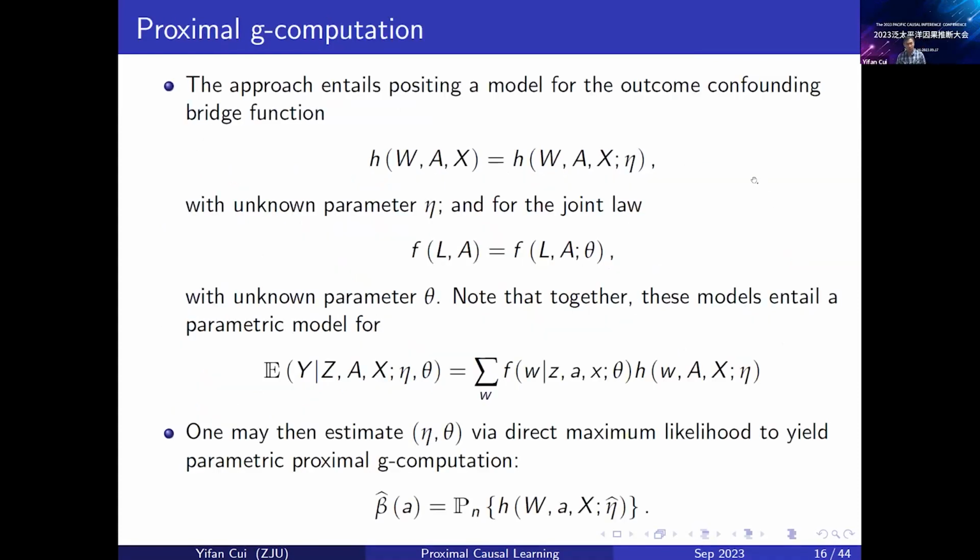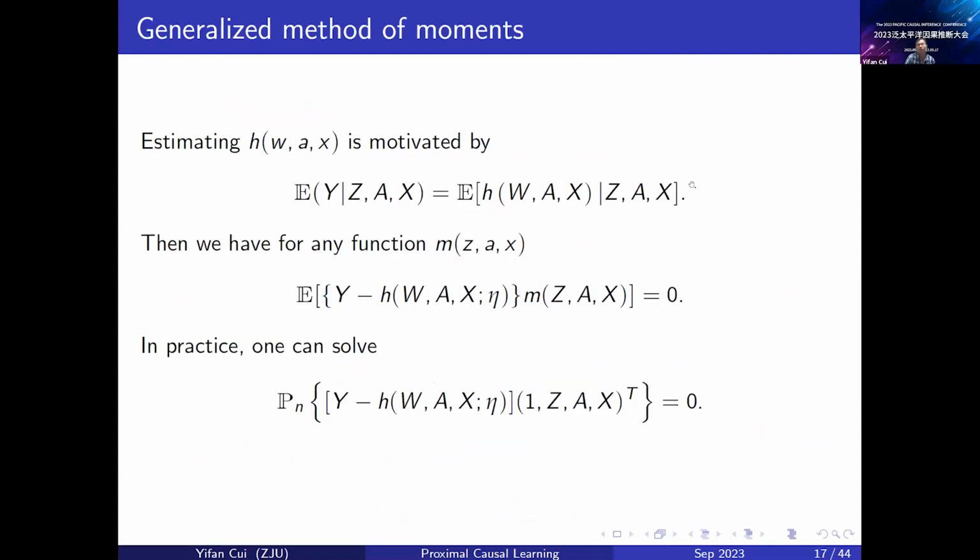In our paper, we propose the proximal g-computation, which is essentially using MLE. For example, we can specify a parametric model of this h and a parametric form of the joint density of covariates and treatment. We can use the MLE to solve for h and plug in to get the estimation of the counterfactual mean and average treatment effect. And in fact, things can be simpler: one does not need to impose a parametric form of the joint density of treatment and the covariates.